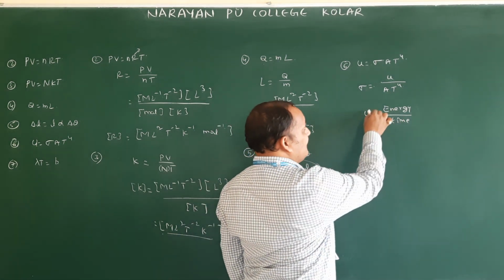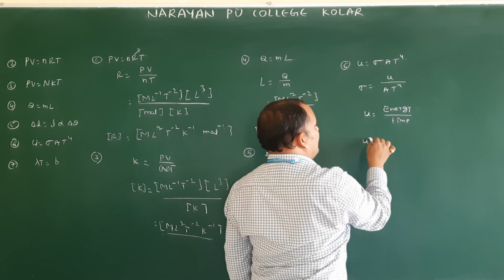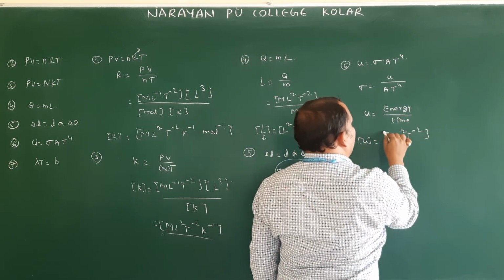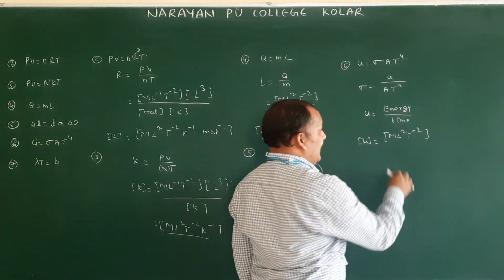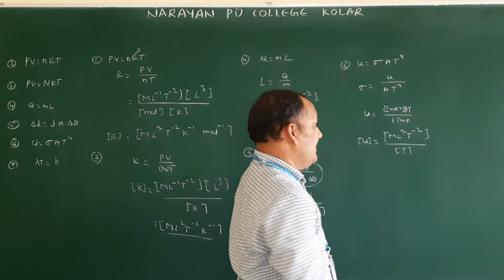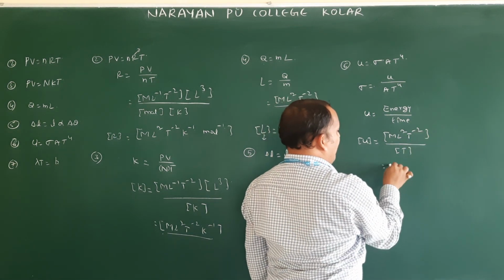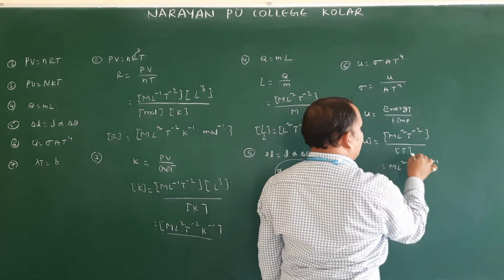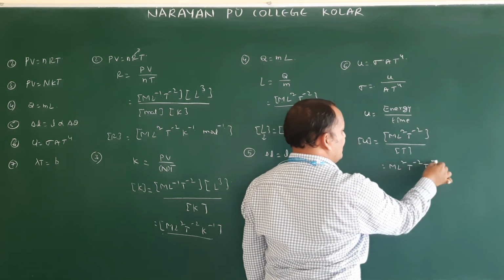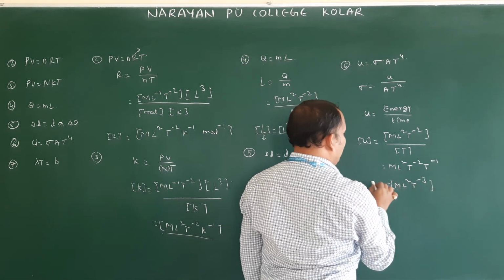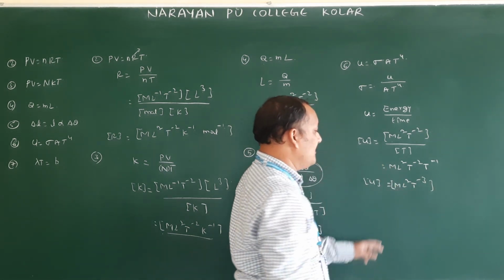First we will write the dimensional formula for U. So U is equal to M L square T power minus 2. This is the dimensional formula for energy. Time is capital T. This T is going to the denominator, so minus 1. Minus 2 minus 1, so M L square T power minus 3. This is the dimensional formula for U.